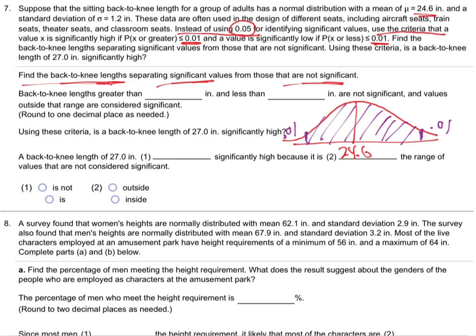So, here we go. Let's find them one at a time. We're going to have to use inverse norm twice. Once to find the low number, once to find the high number. Let's start with the low number. So if we do the low number, inverse norm, what do we do first? We go left. So how much is left of that spot?